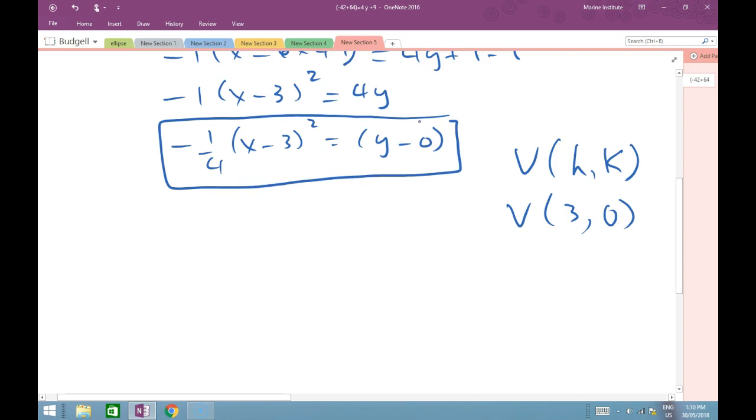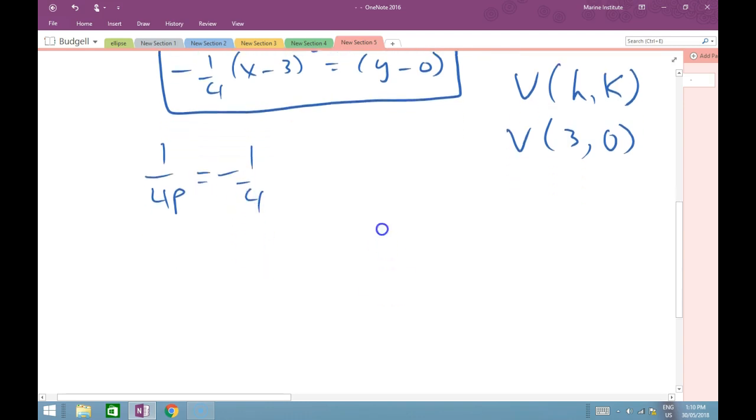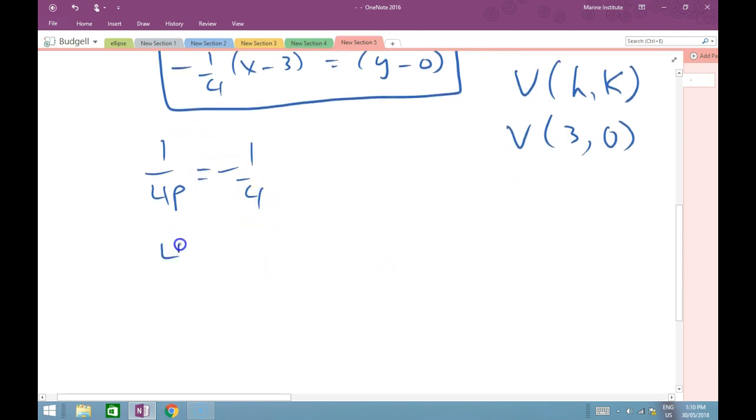Now, we have our vertex, so the next thing we have to do is try to find our focus. How we find our focus is by the method 1/4p equals our a term. Our a term is this number in front of the squared part right here. It's -1/4. So what we're going to do is cross multiply and divide, and we get -1 for p.